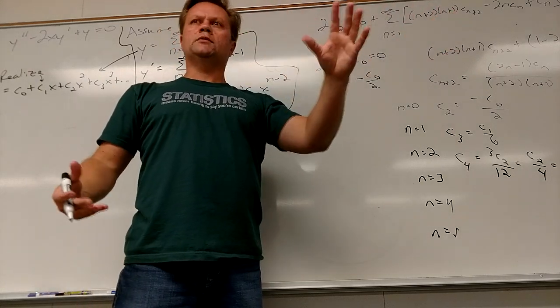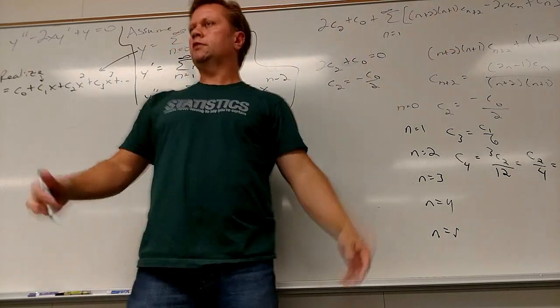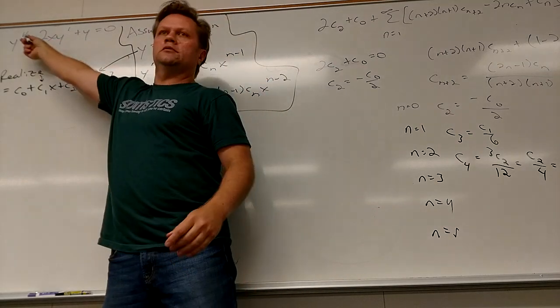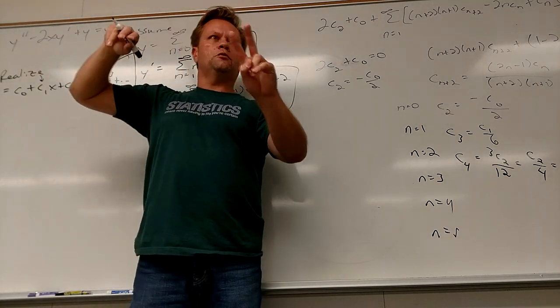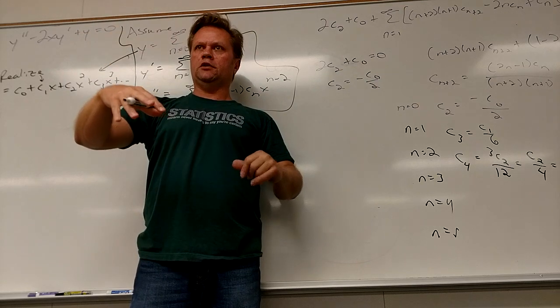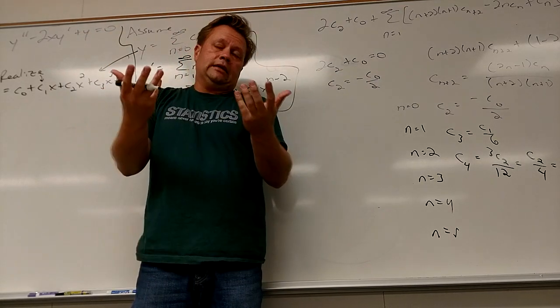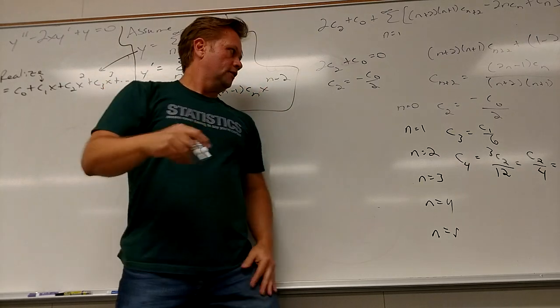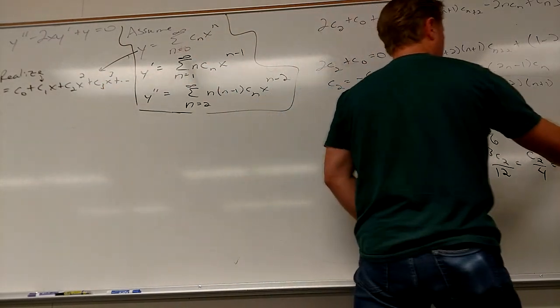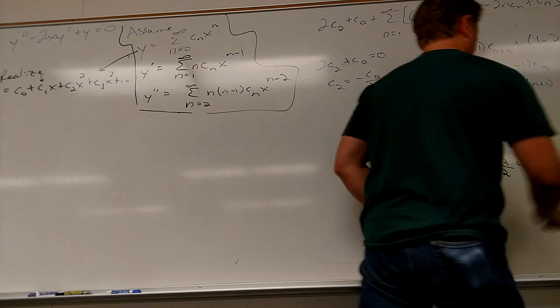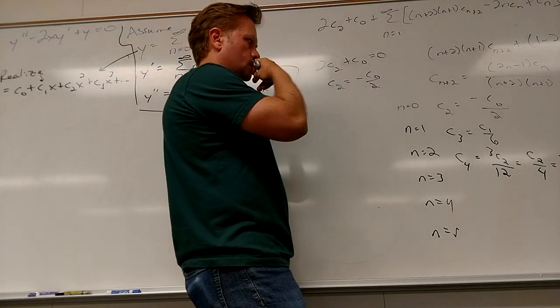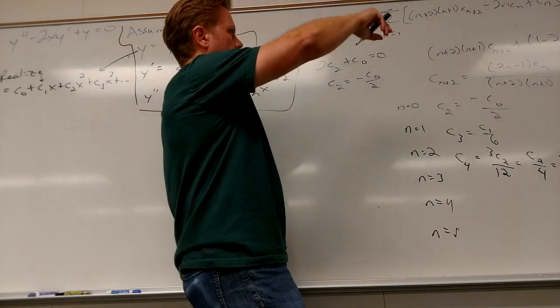Why does that make sense? Because how many answers should there be to this second order DE? Two. So one answer will be controlled by the C0s, and one answer will be controlled by the C1s. That's kind of nice, to be honest. So this equals negative C0 over 8. Let's keep going.